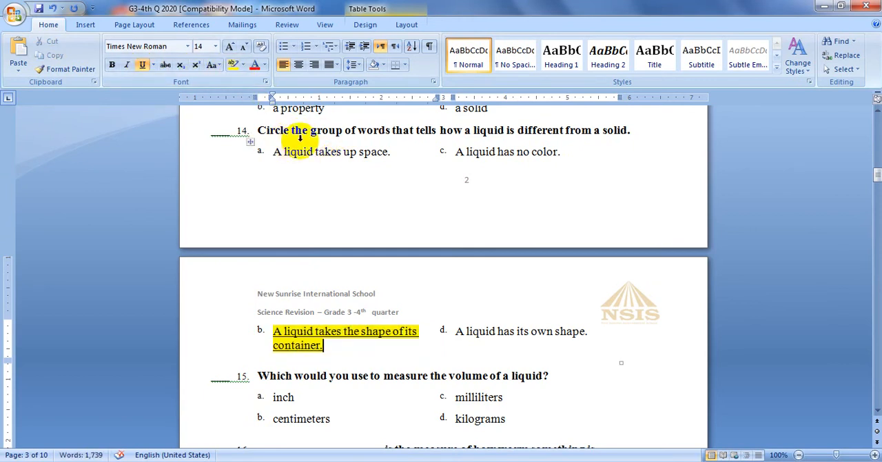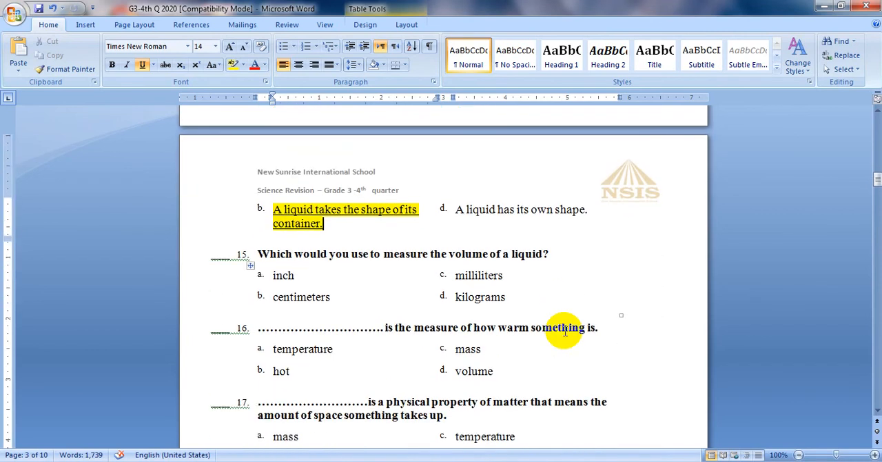Why don't we choose letter A? A liquid takes up space because all kinds of matter take up space. What about letter C? A liquid has no color because liquids have color, like milk, juice, coffee, and many liquids. Letter D, a liquid has its own shape. Of course not, a liquid doesn't have its own shape, it's a solid. So the answer will be a liquid takes the shape of its container.